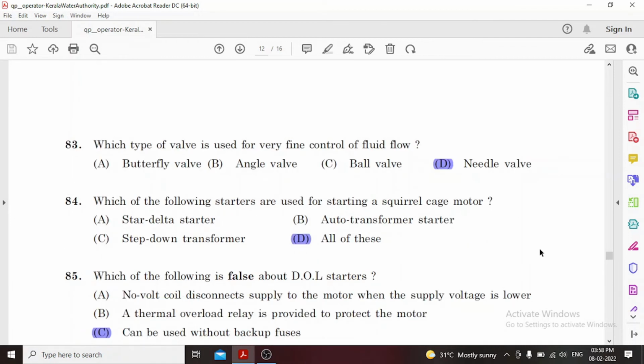84. Which of the following starters are used for starting a squirrel cage motor? Option D, all of these. That is, star delta starter, auto transformer starter, step down transformer. All of these are option D, the answer is all of these.